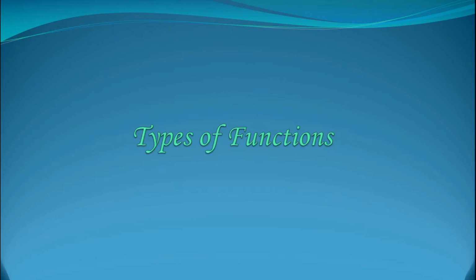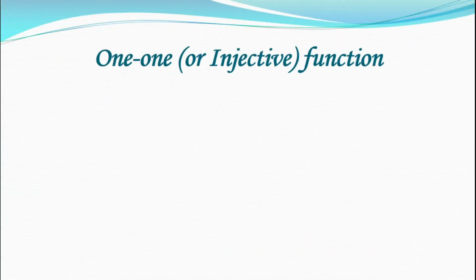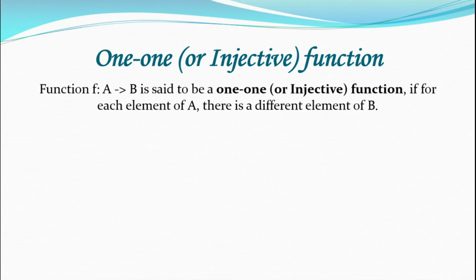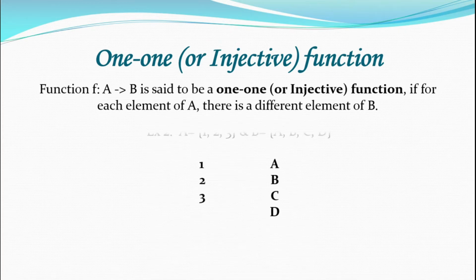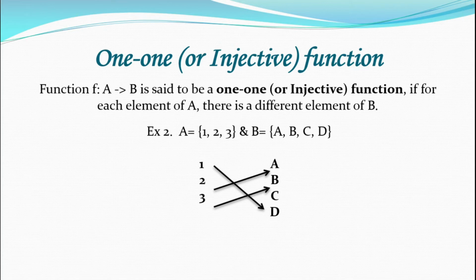Type of function. Our first type of function is one-to-one or injective function, where f from A to B is said to be one-to-one or injective if each element of A has a different element of B. It shows in example number 1 that each element has a corresponding element in B. And in example 2, each element in A has a corresponding element in B, but it doesn't really require that every element of A should point to every element in the set B.